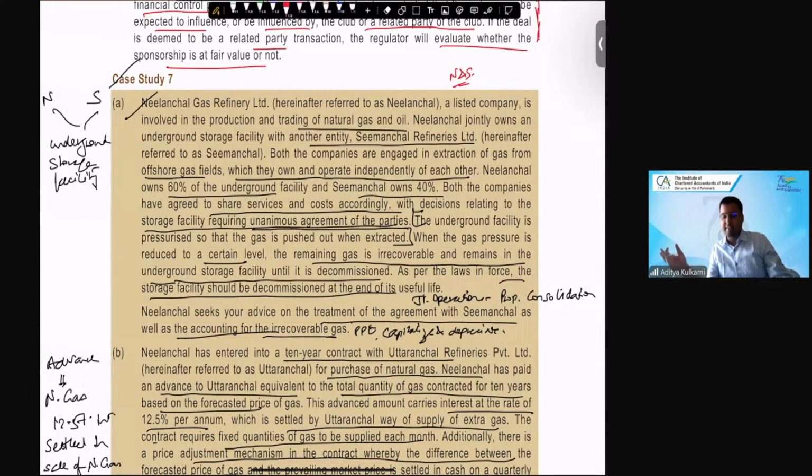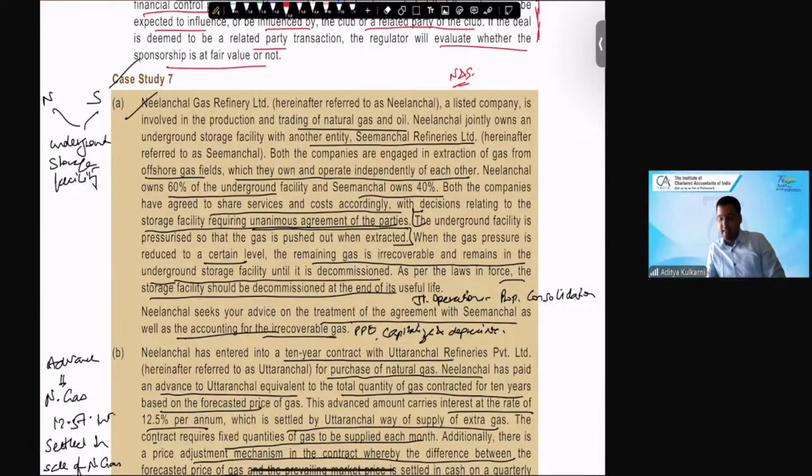Both of them extract the gas from offshore oil fields independently, but they have joined hands to put up an underground storage facility. That underground storage facility, N is owning 60%, S is owning 40%. Both the companies have agreed to share services and costs, with decisions on the storage facility to be taken unanimously.